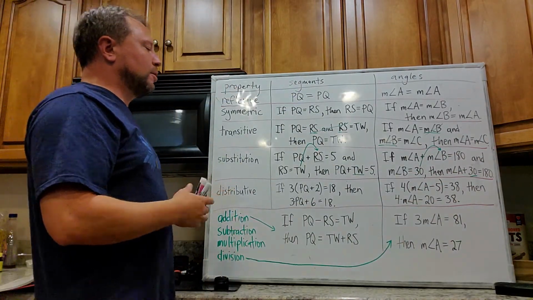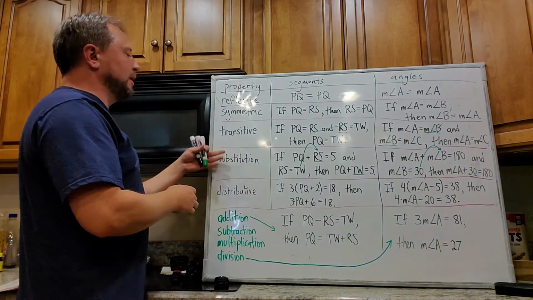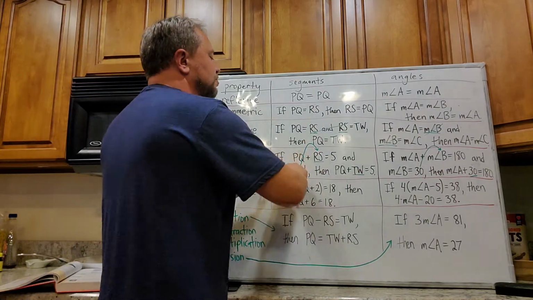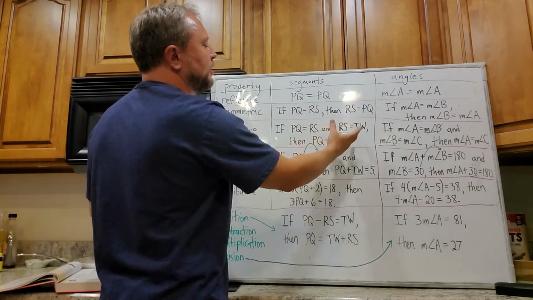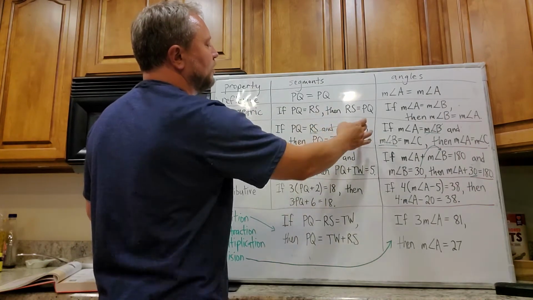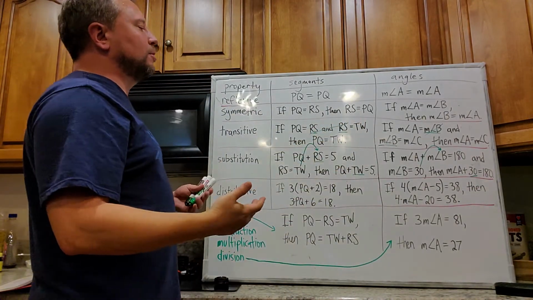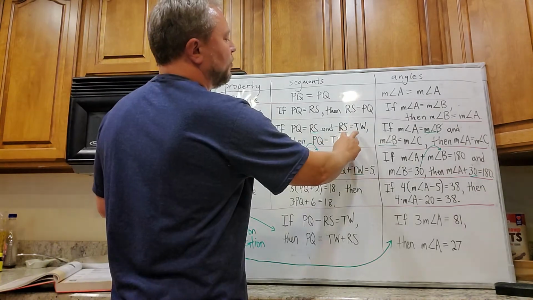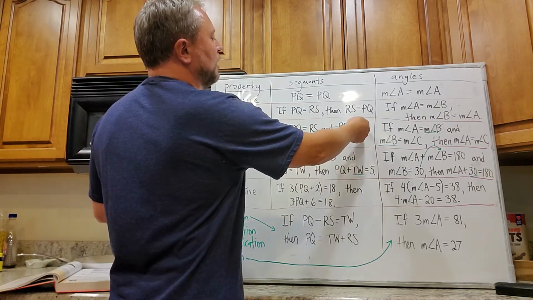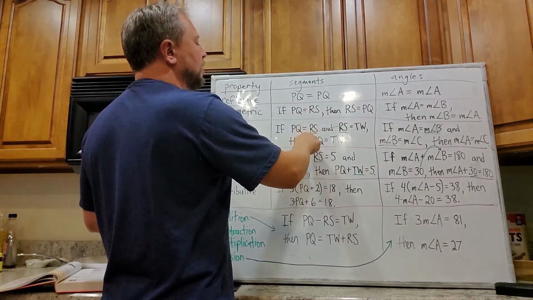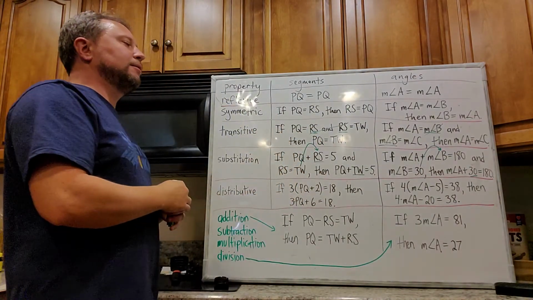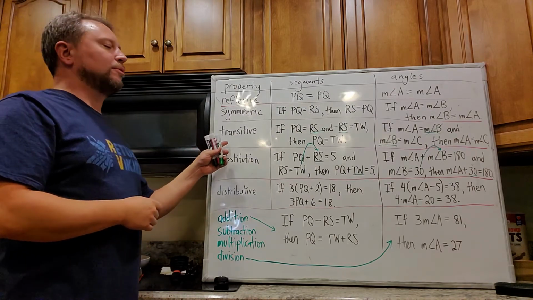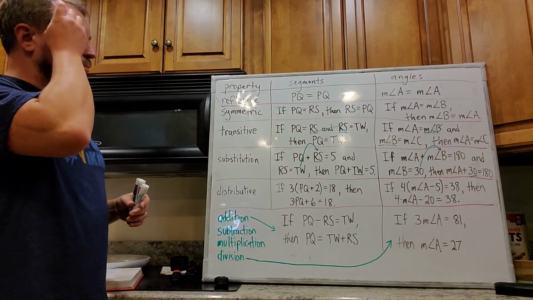Okay? So hopefully you see the difference there between that and transitive. Here I'm just plugging in. Up here for transitive, I'm essentially just eliminating the middleman. Some people would look at it and say, well, if RS equals TW, couldn't I plug the TW in right there for the RS and get that last statement? Yeah, that's why oftentimes people confuse transitive with substitution.